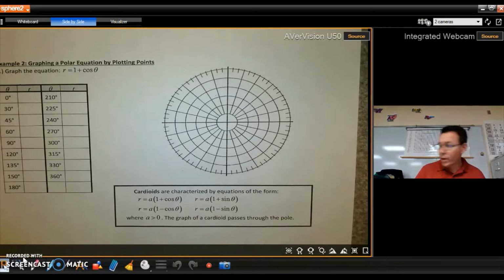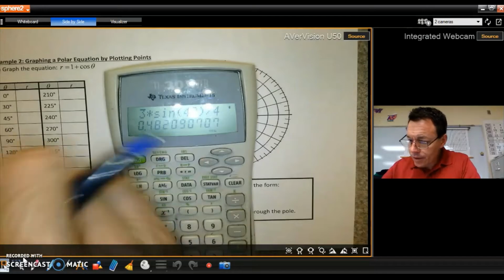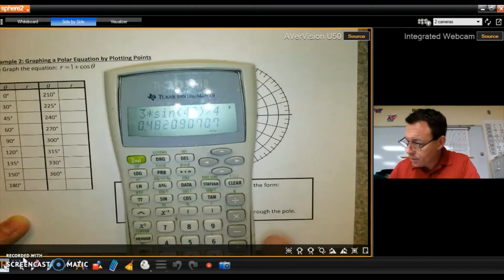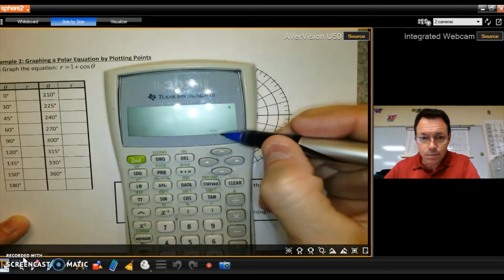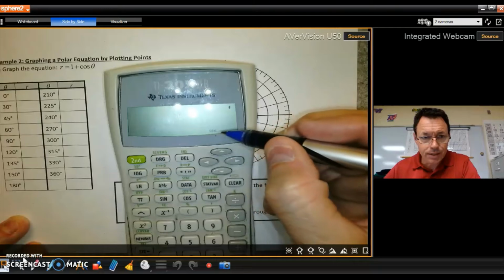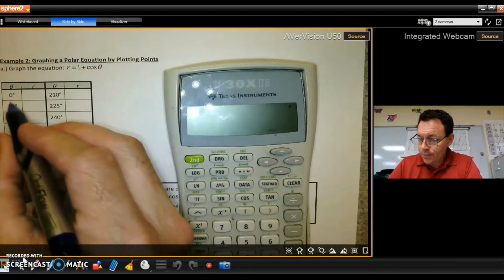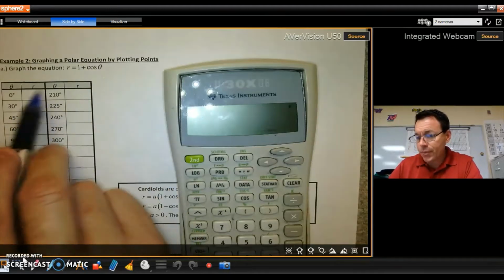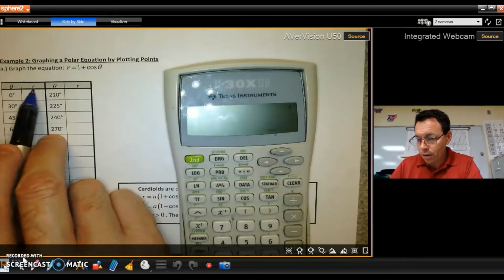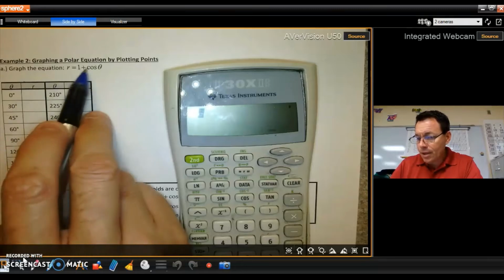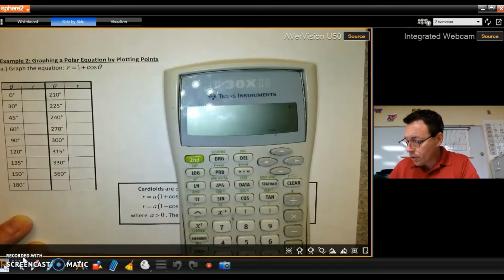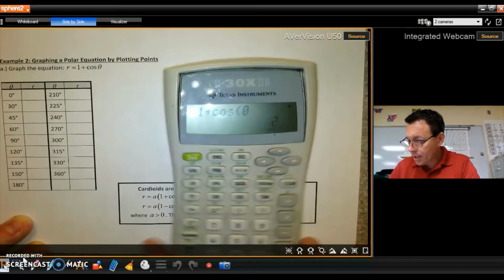So what you're going to do is you're going to grab your calculator. Notice that all of these are in degrees, so we need to make sure our calculator's in degrees. Mine is. It's got the little DEG right there. And then just one at a time, we're going to put these values into this equation. So what is r if theta equals 0? So we're going to do 1 plus cosine of 0, and we're going to get 2.